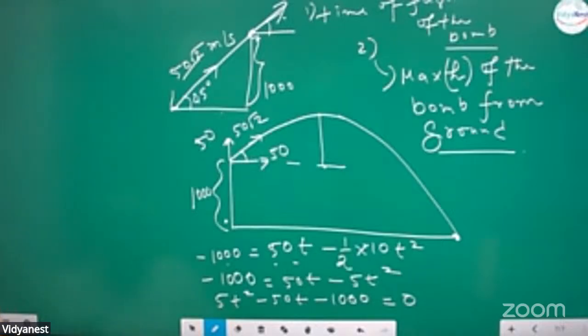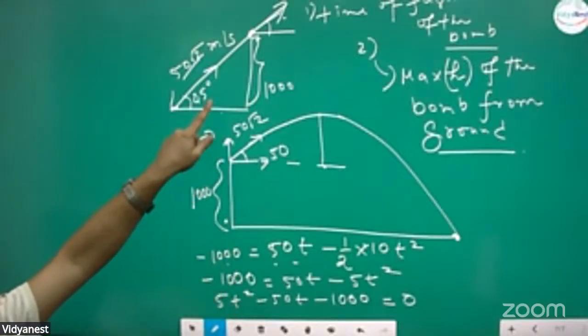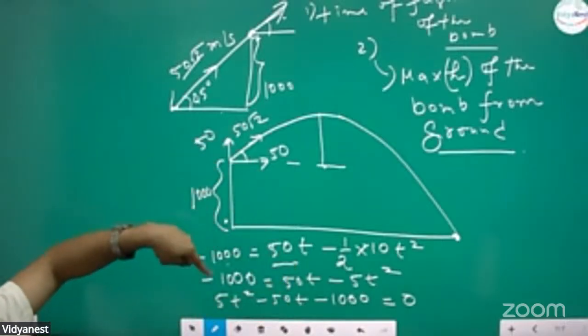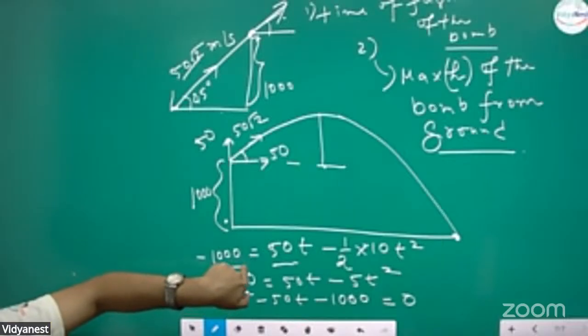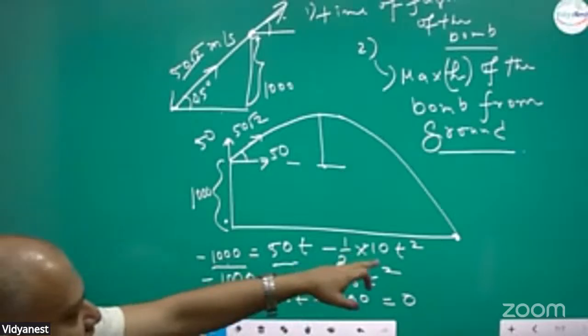Understanding, Saurabh? Yes, I got it. Very good. Ayush, understanding? If you have confusion, Ayush, you ask me. No, sir. I understand now why we put this negative sign: because the initial vertical component is upward, this is 50, but the displacement is downward, that's why we put minus 1000. 50t minus half gt square.